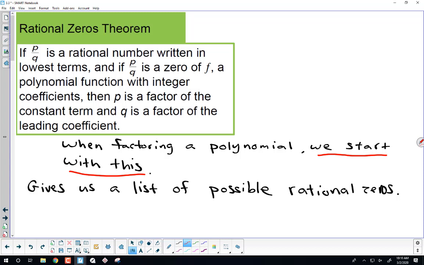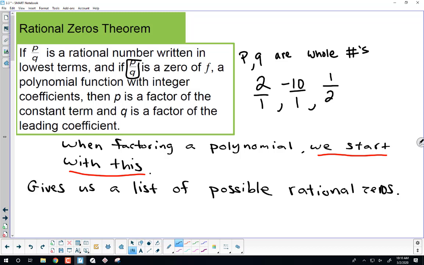What's the definition of rational and irrational? Rational is a number that can be expressed like this. Any rational number can be expressed as p over q, where p and q are whole numbers. So any whole number, 2, is a rational number, because we can write 2 over 1. -10 is a rational number because it's really -10 over 1, but also fractions as well. 1/2, -3/4.